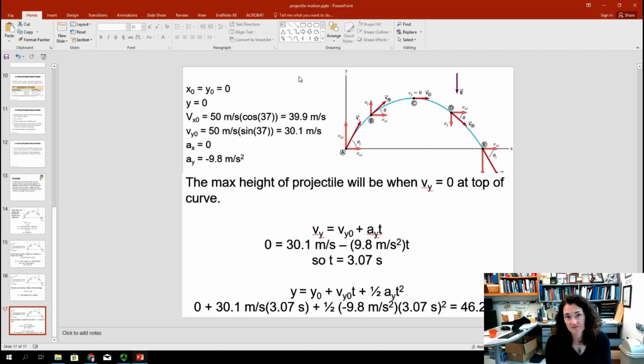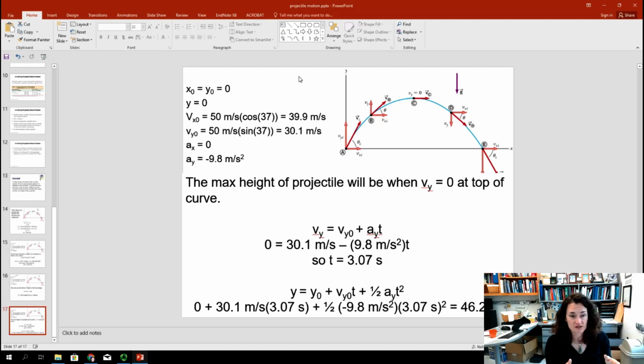Now that I have the time, 3.07 seconds, I can use that time in another equation to solve for what the y position is at that time. The equation that I chose was y is equal to y naught plus Vy naught t plus 1/2 Ay t squared. So when I do that, I end up with y is equal to, that's what I'm solving for, y naught is 0, Vy naught is 30.1, the time is 3.07 seconds, and of course the acceleration is negative 9.8.